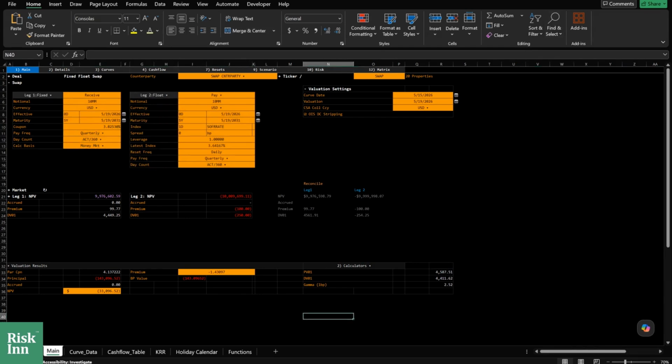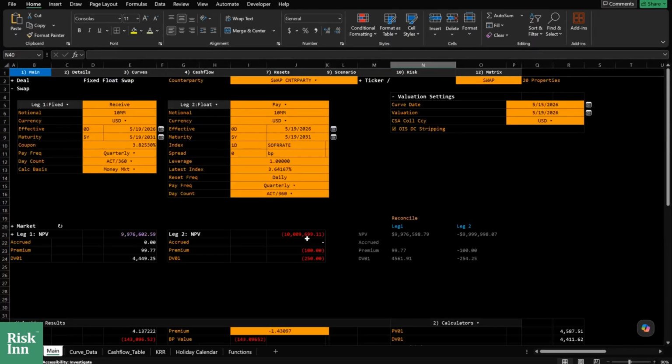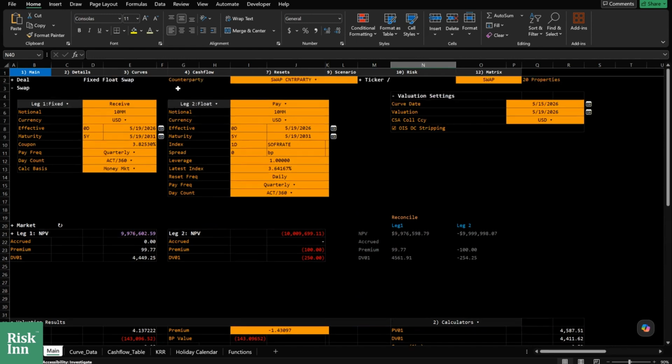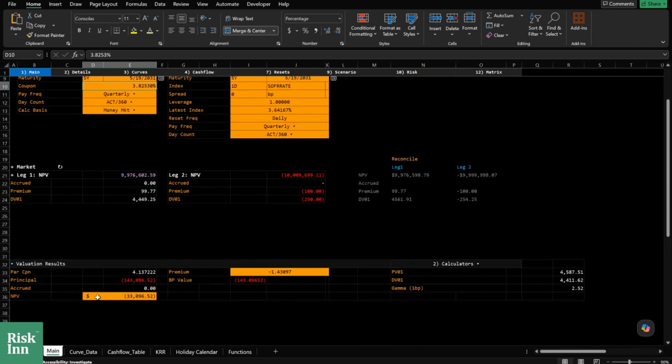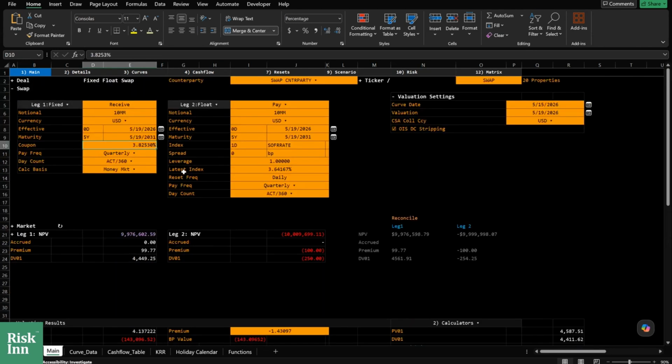Let me increase the size. Give me a moment. Okay, I hope this is better now. All right, so this is the pricer. You can change the maturity, the notional, the frequency, the coupon rate, change anything you want. That will show the new price, and this is how you structure the deal with the client.